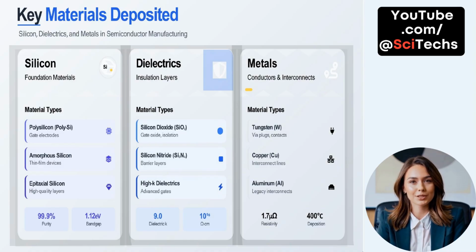Metals are critical for conductors and interconnects. Tungsten is used for via plugs and contacts due to its high melting point. Copper, with low resistivity, dominates interconnect lines, while aluminum remains in legacy applications. Typical metal deposition occurs around 400 degrees Celsius, with a resistivity as low as 1.7 micro-ohm centimeters.